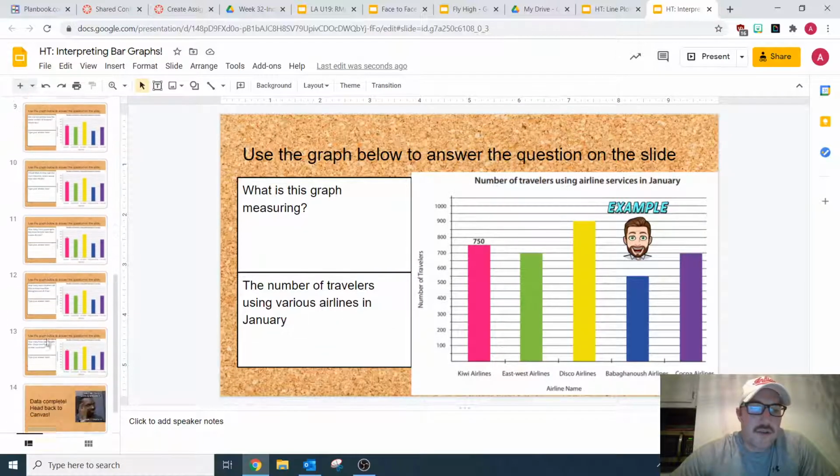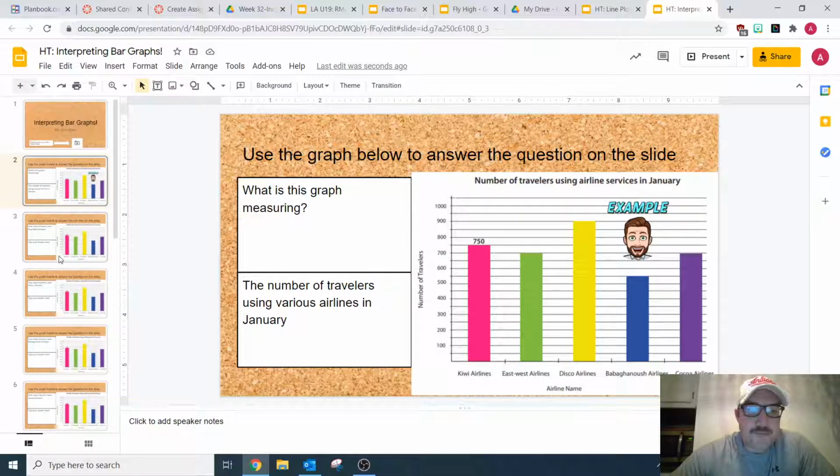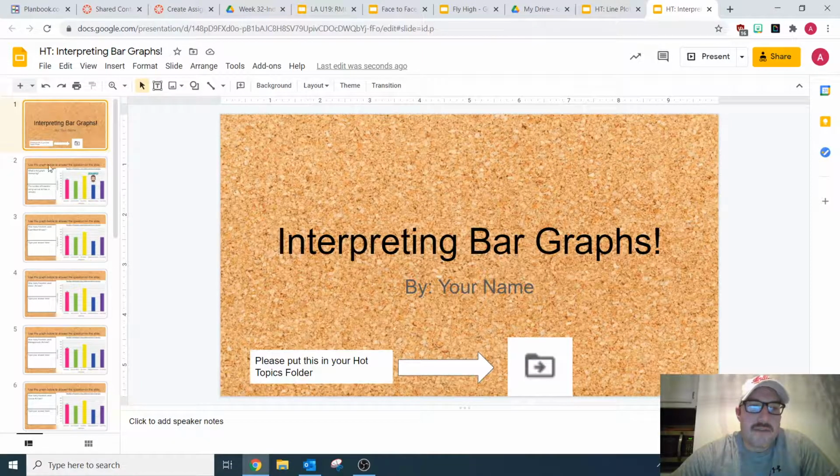And you're going to answer a whole bunch of different questions about the data, maybe comparing some things, using the data in different ways. So you're going to be using a bar graph today.